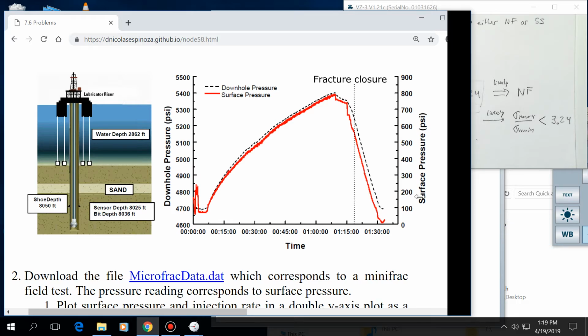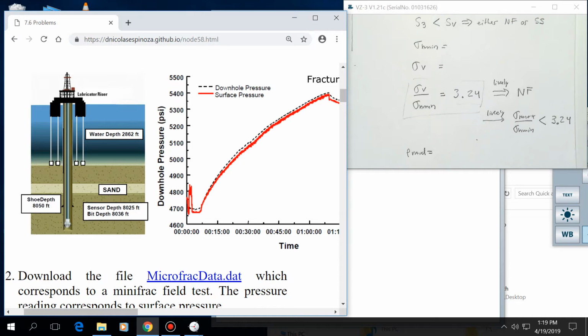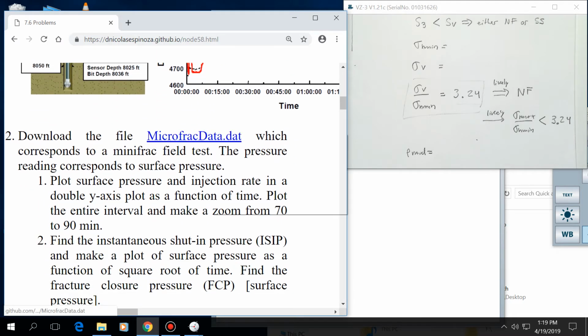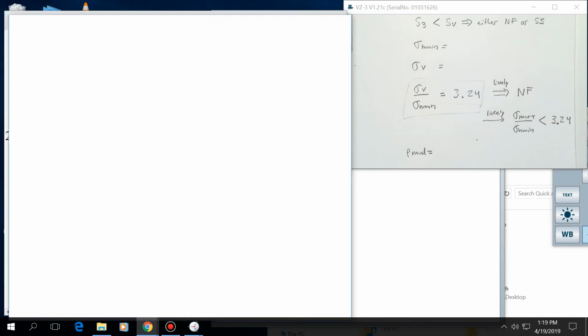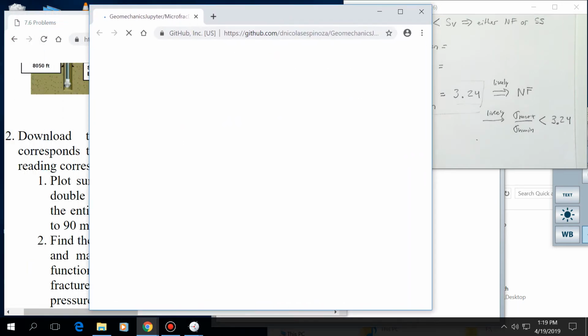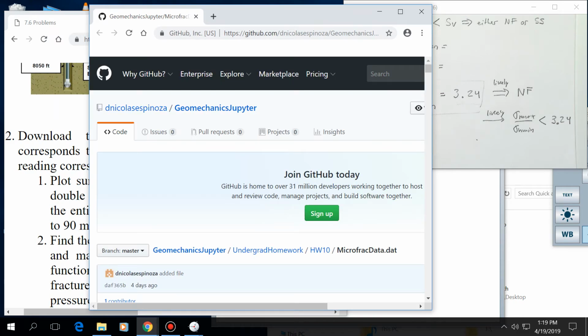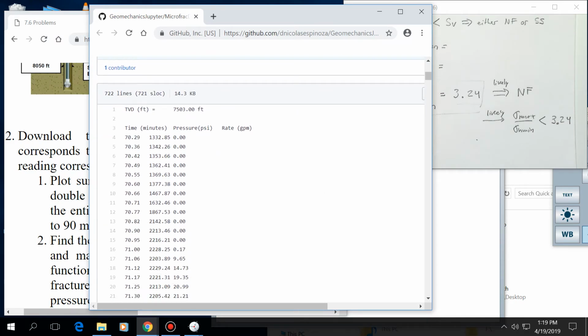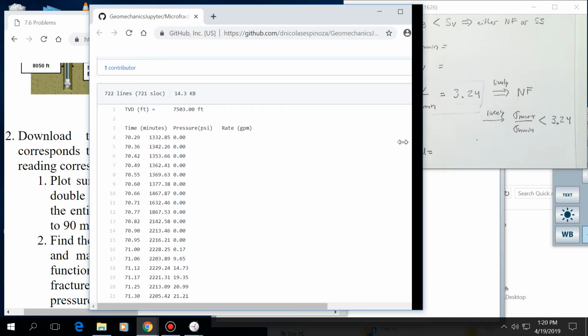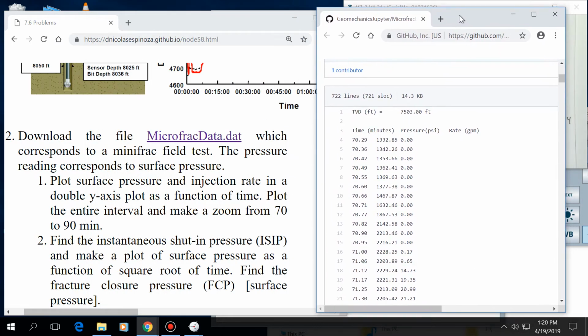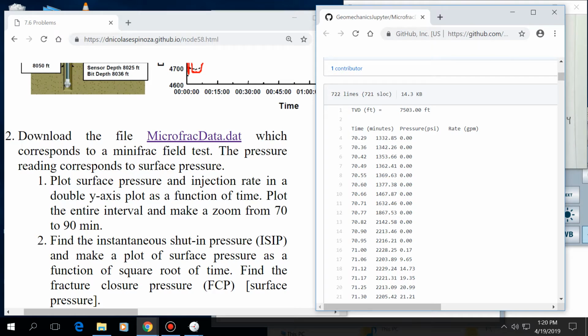All right, so for those of you that brought your computers, you can go ahead and click over here, and that link will take you to a text file. In this text file, we have data of time, pressure, and injection rate. If you download this file and plot pressure and rate as a function of time, which is the first part of the problem, you're going to be able to see those two variations, the one of pressure and the one of rate.